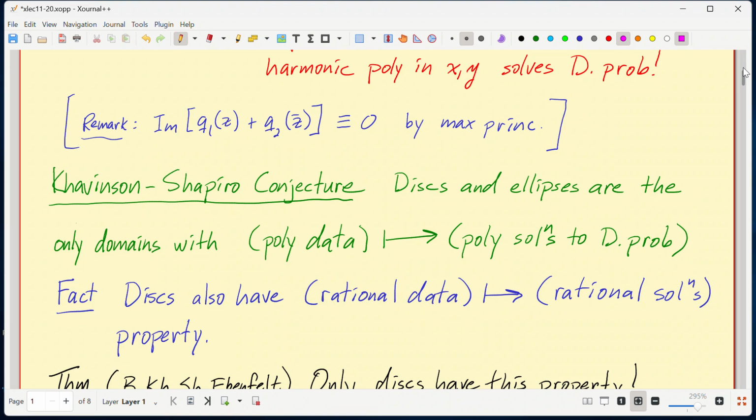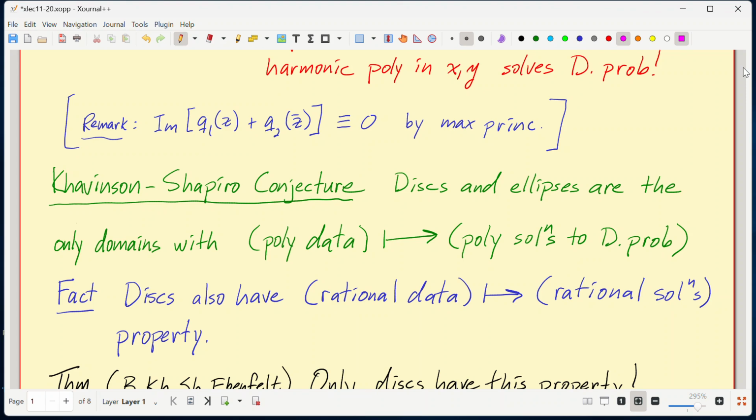And it's a fun fact that disks also have the property that if the boundary data is a rational function in x and y, then you can play similar games and show that you get solutions which are harmonic functions which are rational in x and y. They have singularities, but if they have any, those singularities would be outside the unit disk. They're rational on the inside and nice and smooth on the inside. Disks have that property, and in this case, ellipses do not have that property.